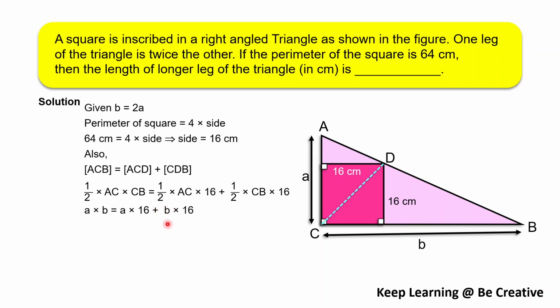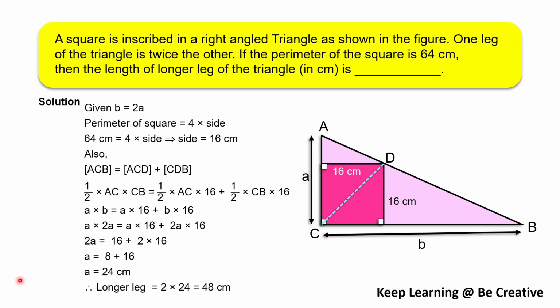Here we will substitute the value of B as 2A and we will calculate the value of A easily. That comes out to be 24 centimeter. We need to find the length of the longer leg, which is twice of the smaller leg. So that's why the longer leg comes out to be 48 centimeter. That's the correct answer for this question.